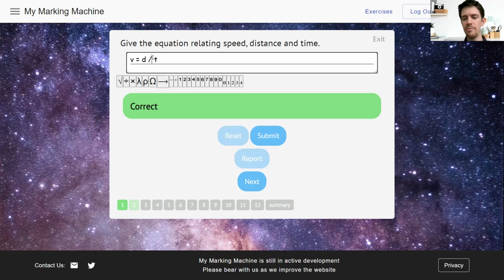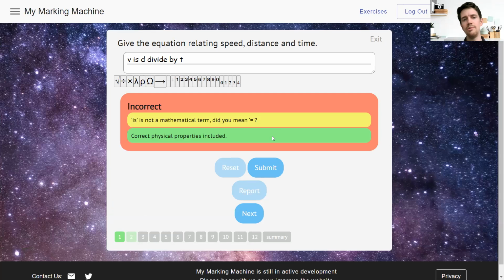Now, some students aren't familiar with this slash symbol meaning divide. They can use the symbols down here, or they can literally write "divide by", and it will still be recognized. Now, some things that students try are not okay. If they type "is" instead of equals, it will tell them that's not a mathematical term, or at least not in physics GCSE, and give them some help on how to improve. There are other symbols here because this also works for chemistry and such like.